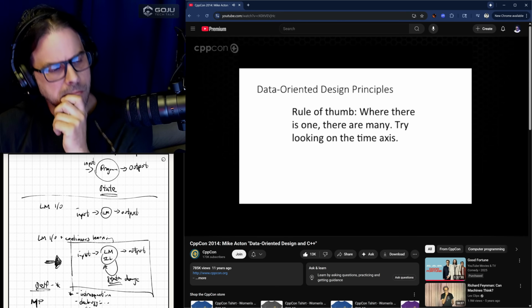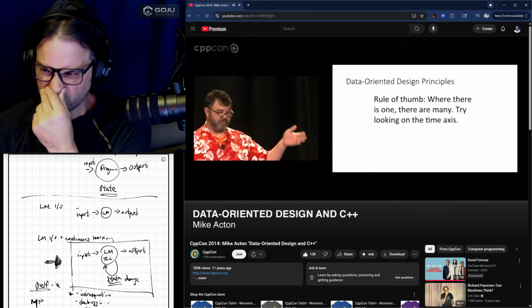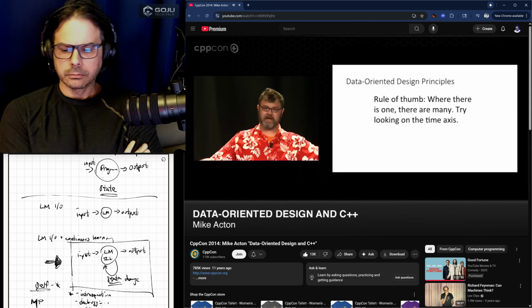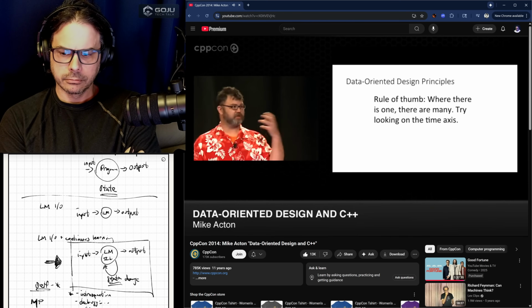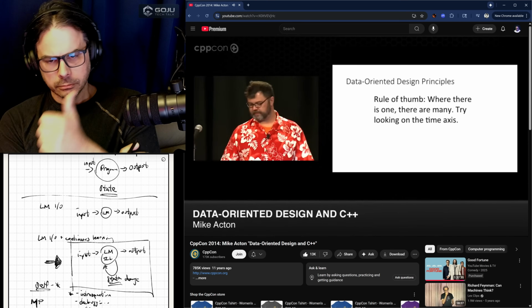So, as a rule of thumb, you look in the time axis if you can, and you solve the most common problem first, which is, I have a bunch of these things that are definitely going to happen over time. That's the most common issue. That's the one I should manage, as opposed to trying to imagine that this one thing exists in a vacuum.